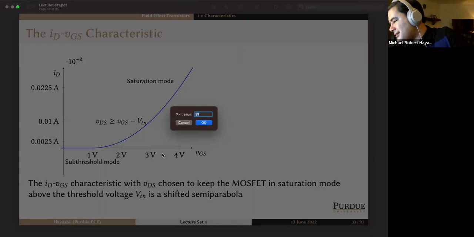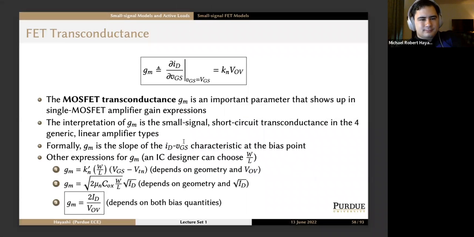If we go back to slide 58, we can see there's other ways to calculate GM besides just Kn times VOV. Remember that an IC designer can choose what the aspect ratio W over L is. So someone who's actually designing circuits would be able to control that parameter. So we've got GM is equal to Kn prime W over L, VGS minus VTN, the expanded form of the equation at the top, where you see it depends on the geometry and the overdrive voltage.